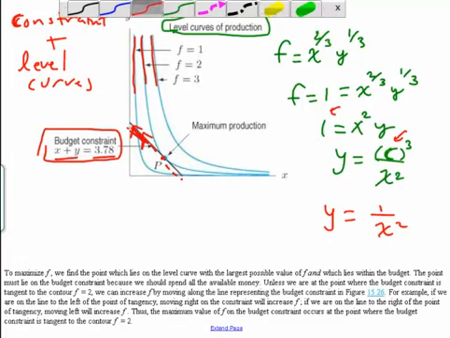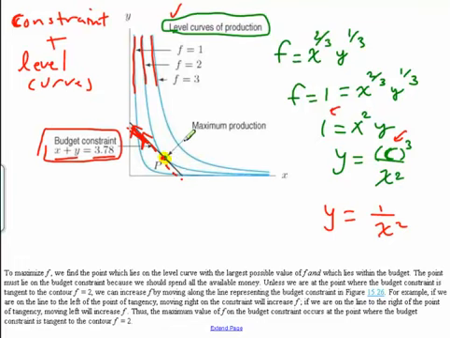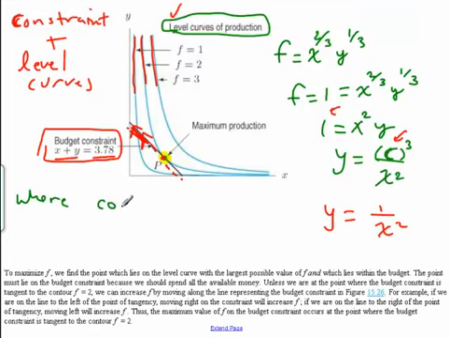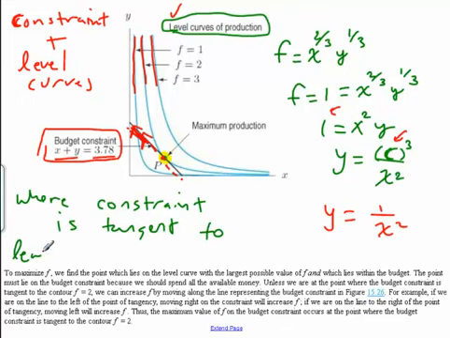So our maximum production occurs at that place where my constraint is what to my level curve? Well, it's occurring where my constraint is perpendicular, or sorry, is tangent to it. So where the constraint is tangent to my level curve, I'm going to maximize my production.